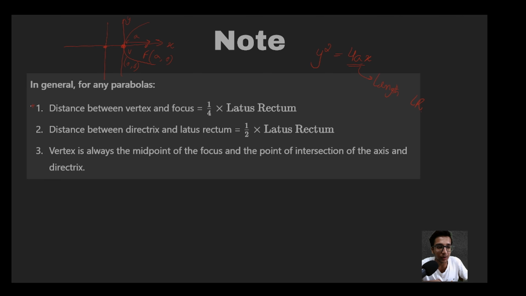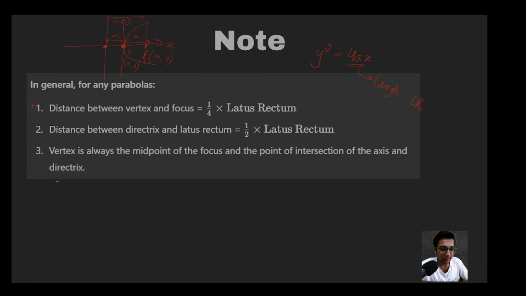So again, important thing to remember. Distance between directrix and latus rectum is half of latus rectum. Again, we know that this length is also a. And the distance between the directrix and the latus rectum: we know the latus rectum would lie here. It would pass through the focus and is perpendicular to the axis. Our directrix is also perpendicular to the axis. So this distance, what would it be? It would be 2a. So 2a is half of latus rectum, of course. And vertex is the midpoint of the focus and the directrix. So yes, of course, because the distance on both sides is equal, which is a.